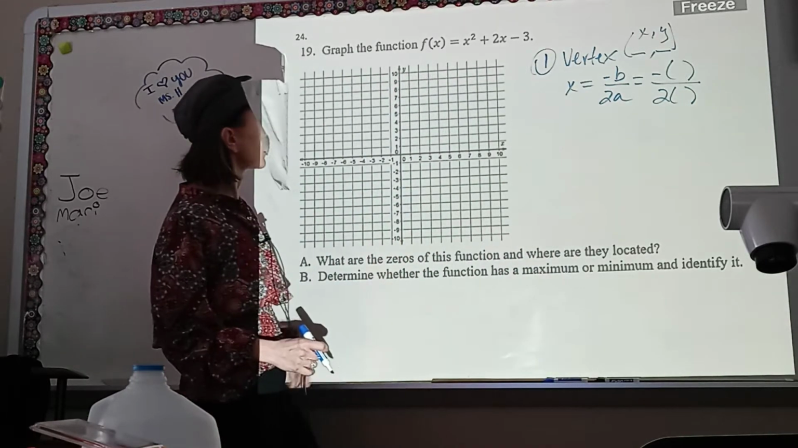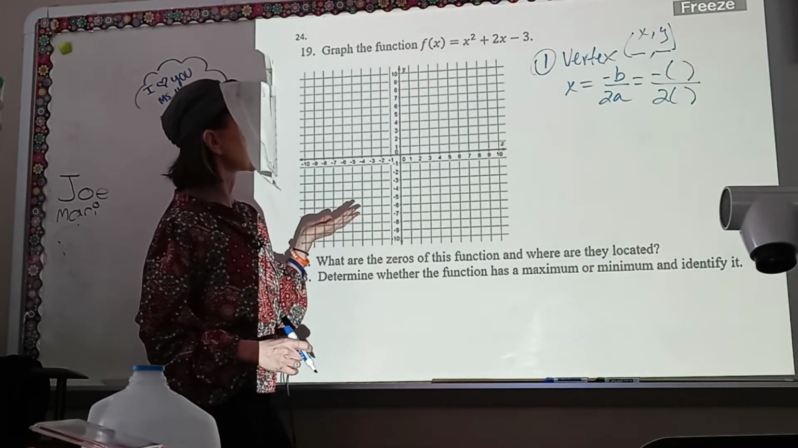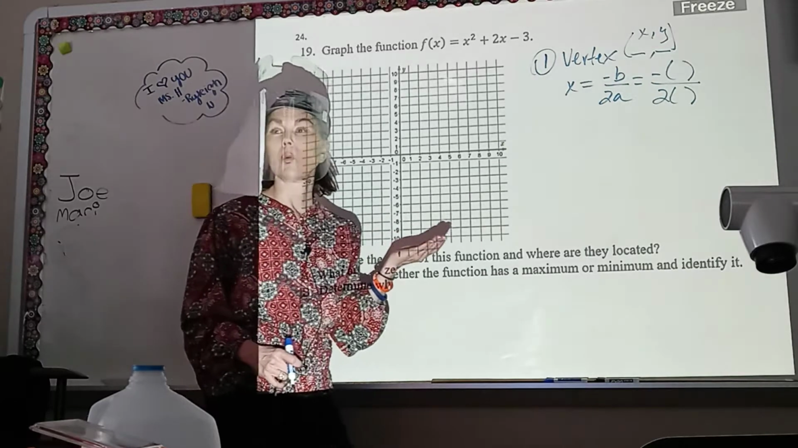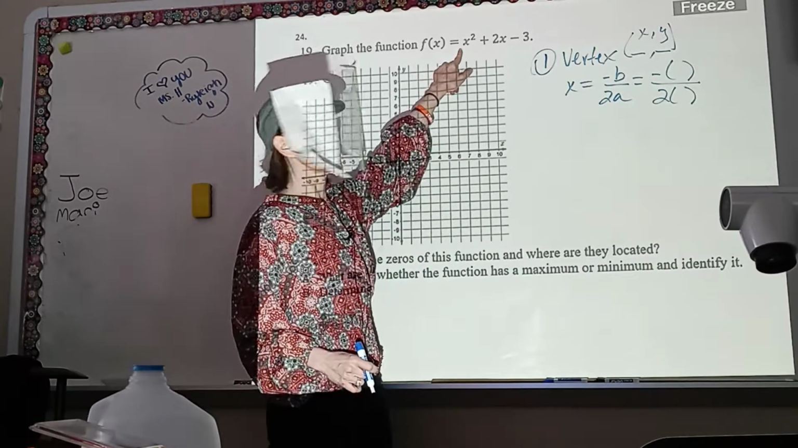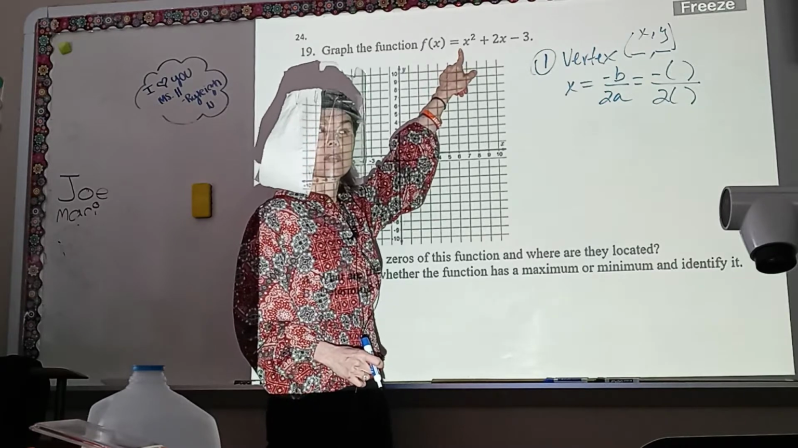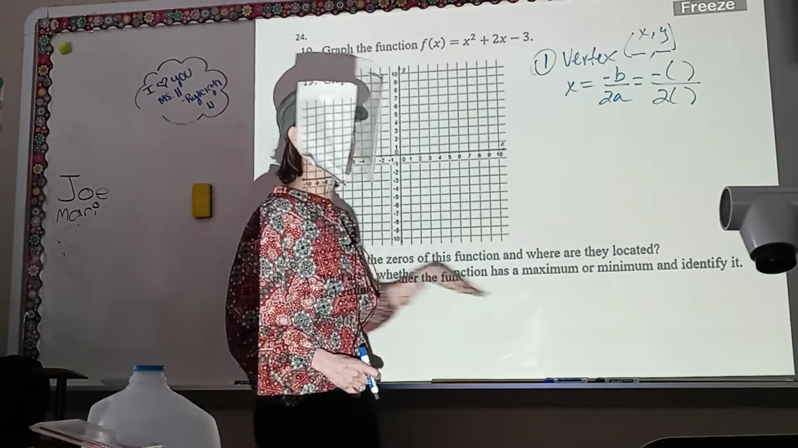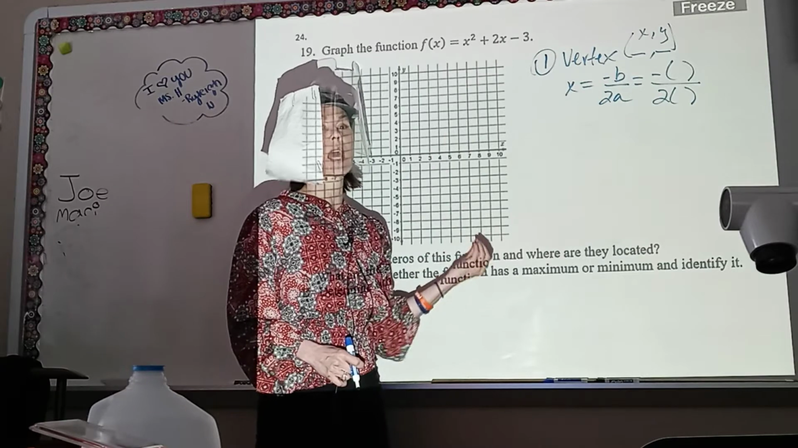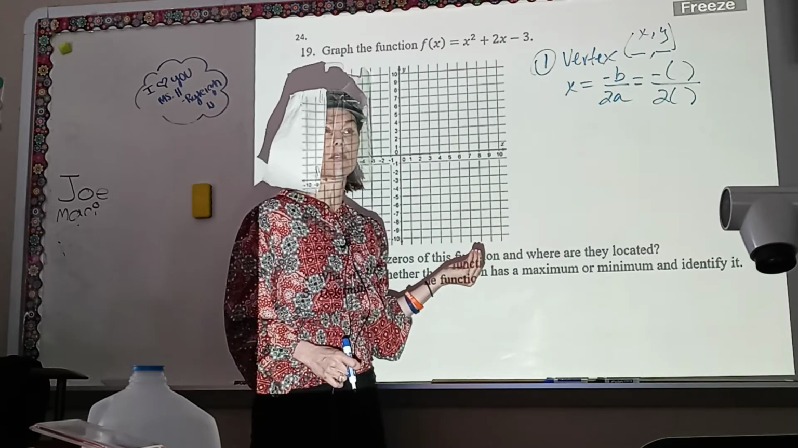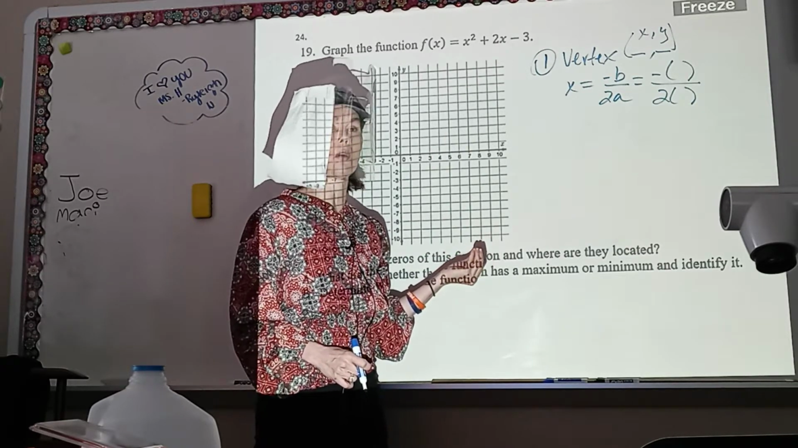So a quick question for you is to take a look at this function and say, oh, this a value is positive. Therefore, the parabola is going to be a smiley face, and the vertex is going to be at the bottom of that smiley face, so that would be a minimum.